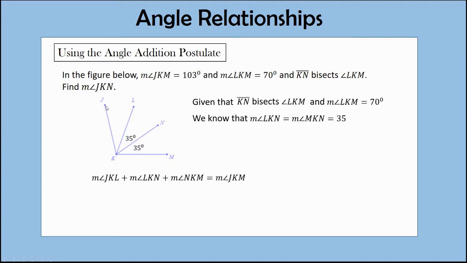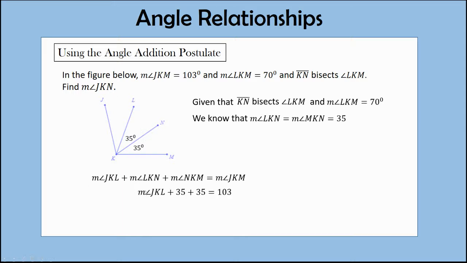The next thing we know is that if I take all three of these angles, JKL plus LKN plus NKM, those all have to add up to the overall angle, which is JKM. Now, remember that we're trying to find JKN in the end. So what I want to do is find each of these individually, and then put the two together I need to get the answer. So that's why I'm doing this.